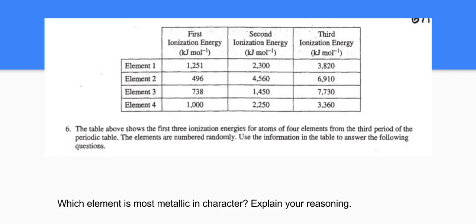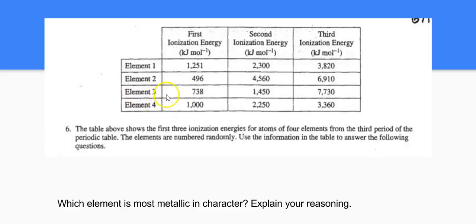And this is an FRQ I found. Just read the question. So it says which element is most metallic in character, and explain your reasoning. And I said element two is, because metals have a tendency to lose electrons easily.